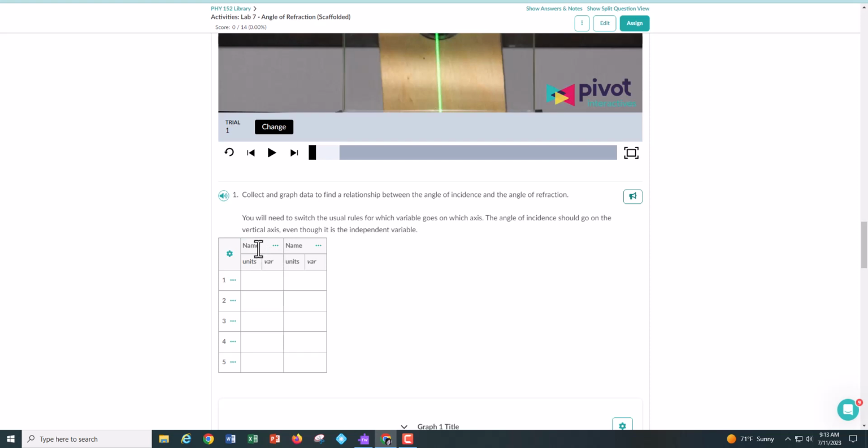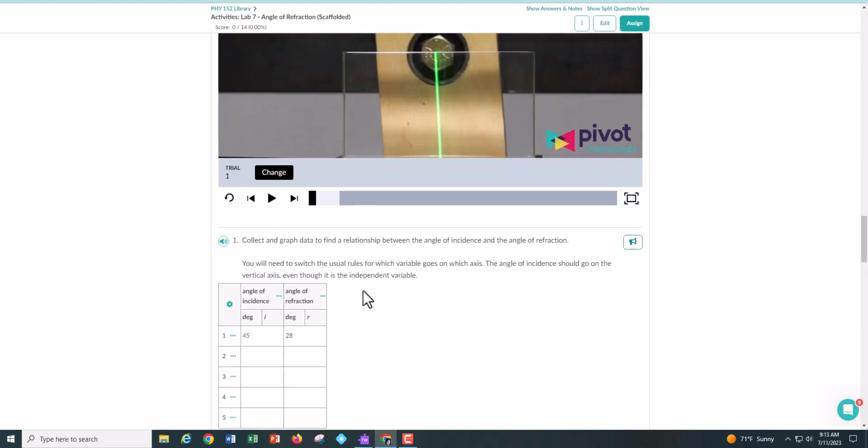All right, so you will be making a column that has angle of incidence in it, and the variable will be I, and you'll have the angle of refraction, units are degrees, and the variable is R. And so, for example, you would have 45 degrees and 28 degrees as your first point.